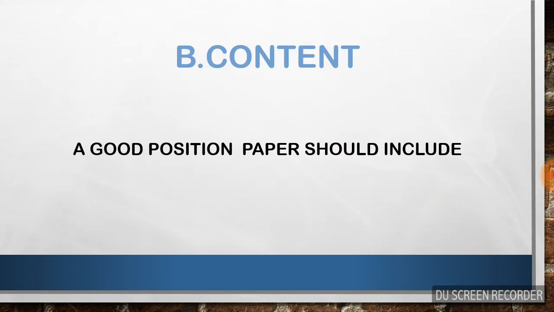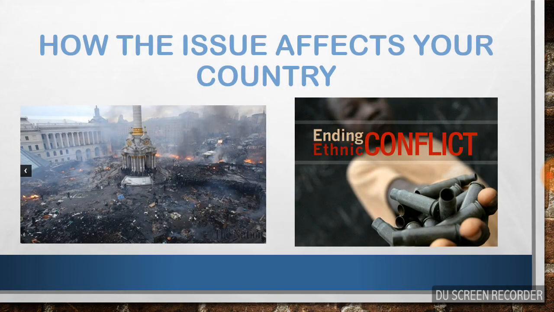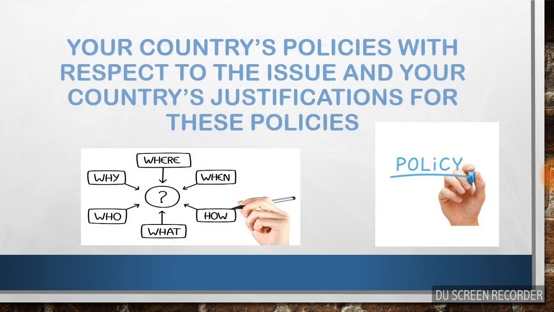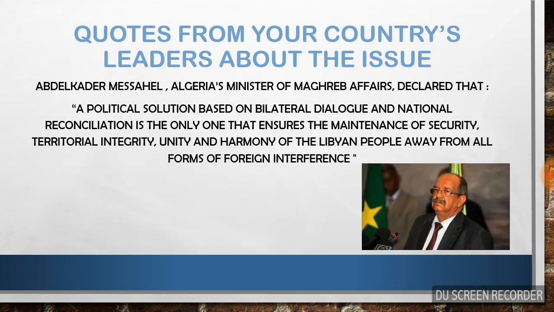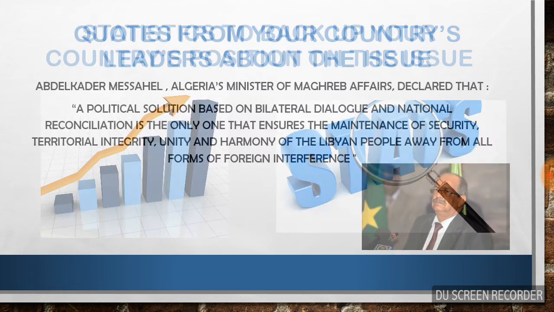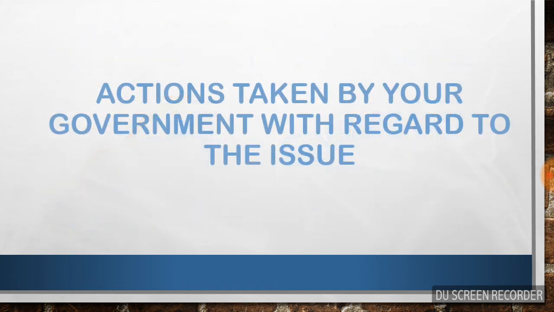B. Content. A good position paper should include a brief introduction to your country and its history with regard to the topic of the committee. How the issue affects your country. Your country's policies with respect to the issue and your country's justifications for these policies. Quotes from your country's leaders about the issue. Example, Abdelkader Messahel, Algeria's Minister of Maghreb Affairs. Statistics to back up your country's position on the issue. Actions taken by your government with regard to the issue.